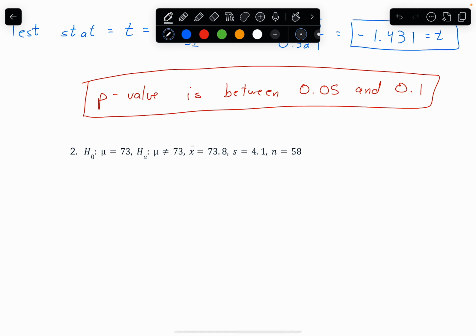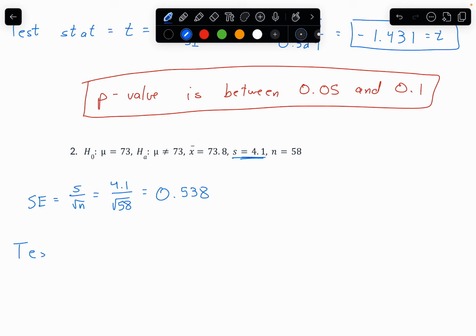Before I do that, I need my standard error. So standard error we said was S divided by square root of n. So S, it tells me, is 4.1. So 4.1 divided by square root of 58. So let's grab my calculator. 4.1 divided by radical 58. I ended up with 0.538. We'll round to 3 decimal places here. So I've got my standard error.